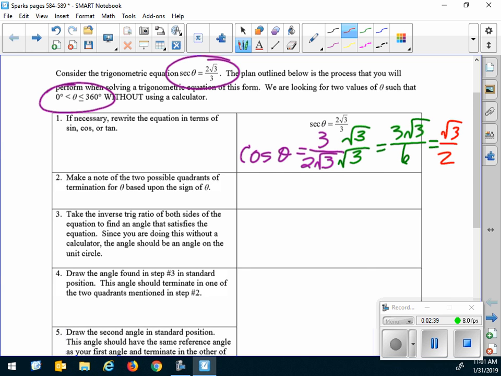Oh my goodness. You know that. You're thinking, do I? You just took your third quiz on it. You better know it. Now, look at number 2. Make a note of the two possible quadrants of termination for theta based on the sine of theta. If cosine is positive, because that's a positive number, what quadrants could this angle terminate in? 1 and 4.